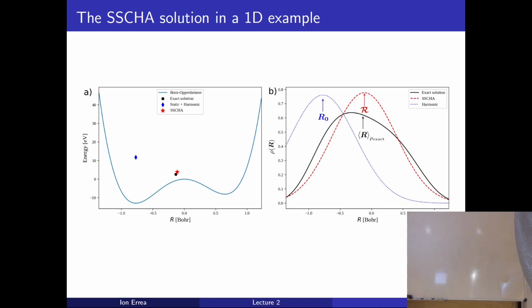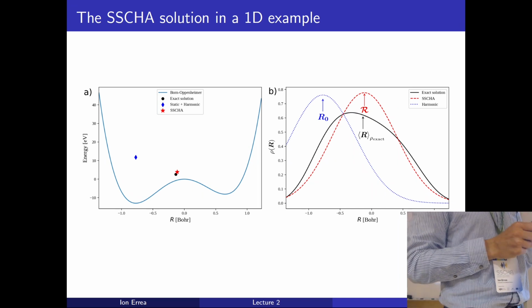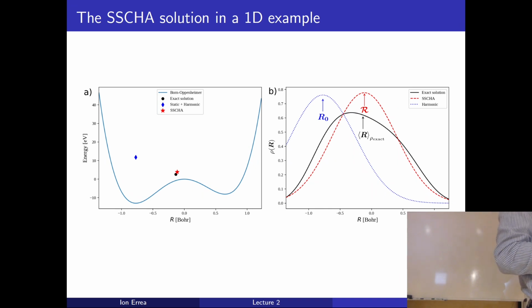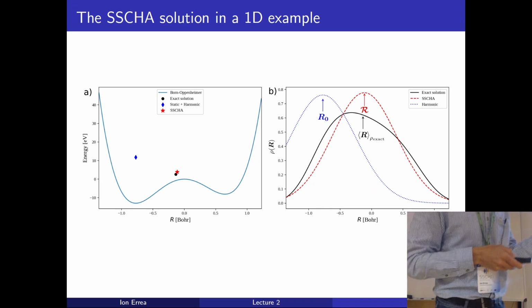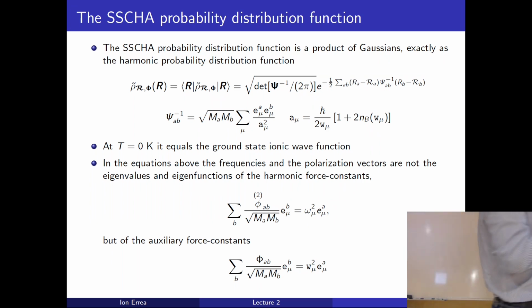Even if the wave function, the Gaussian that we have, and the true wave function are not so similar, the centroid position comes out very well. So let's say the expectation value of the position operator comes out very well, also in this theory. Okay? So how do we do these things?